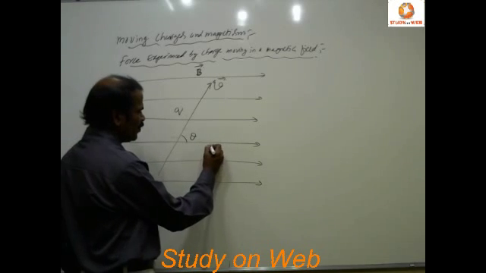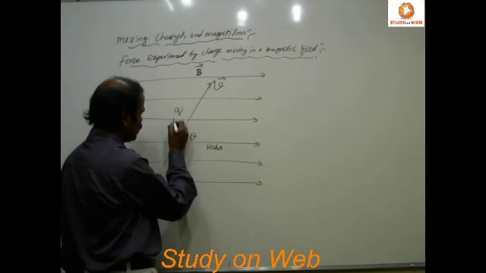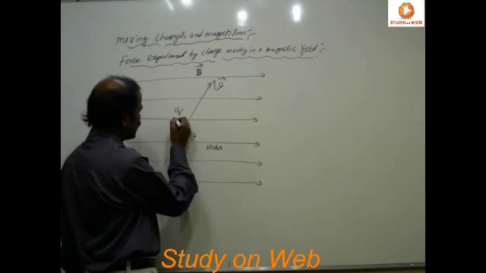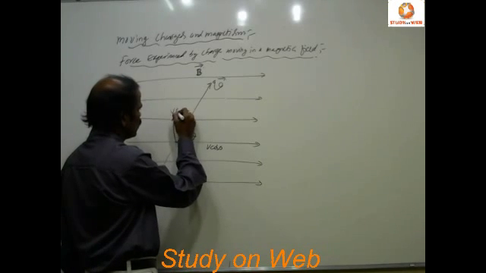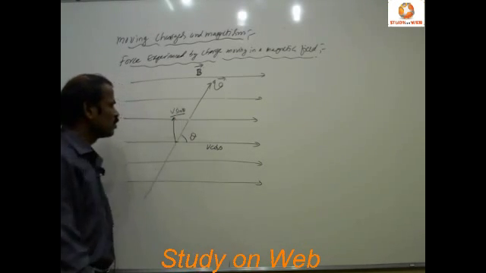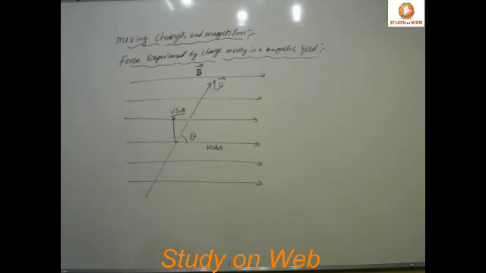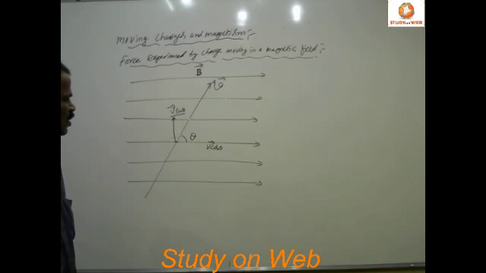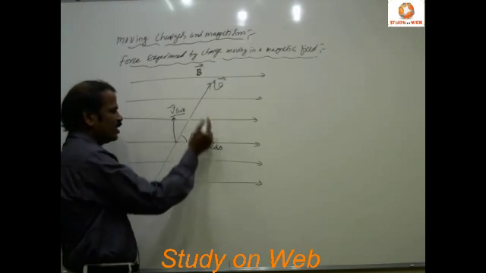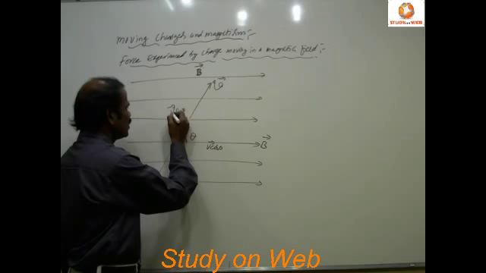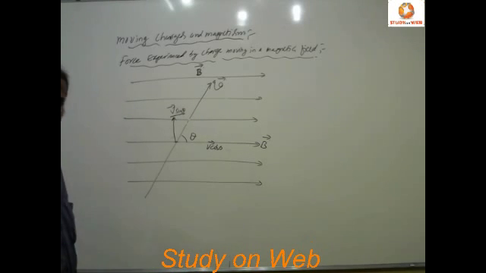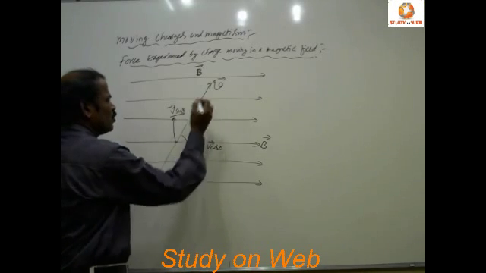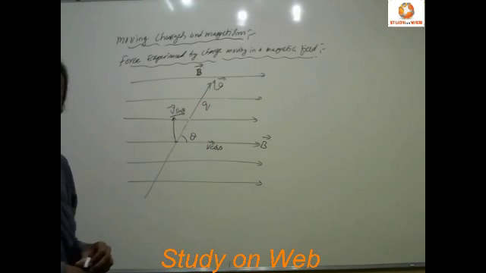Then this is going to be v cos theta and this is v sin theta, because velocity is a vector which can be resolved into two components. Then the component of velocity perpendicular to B is the one which is v cos theta. Then this charge Q moving in the magnetic field experiences a force.